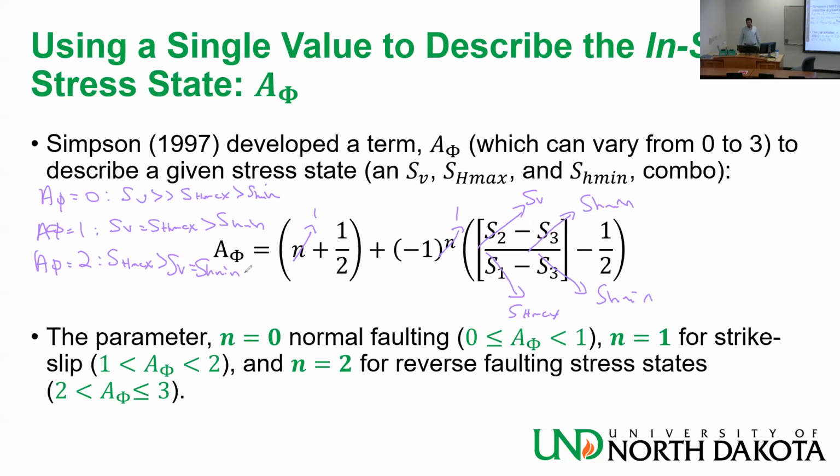Okay, and if you have a reverse faulting stress state, now what do you have? You have reverse faulting or thrust faulting. SH max is S1, SV is S3, SH min is the intermediate, S2, and you are forced to use n equals 2. So minus 1 to the power of 2 becomes 1, right? What is in the parenthesis?